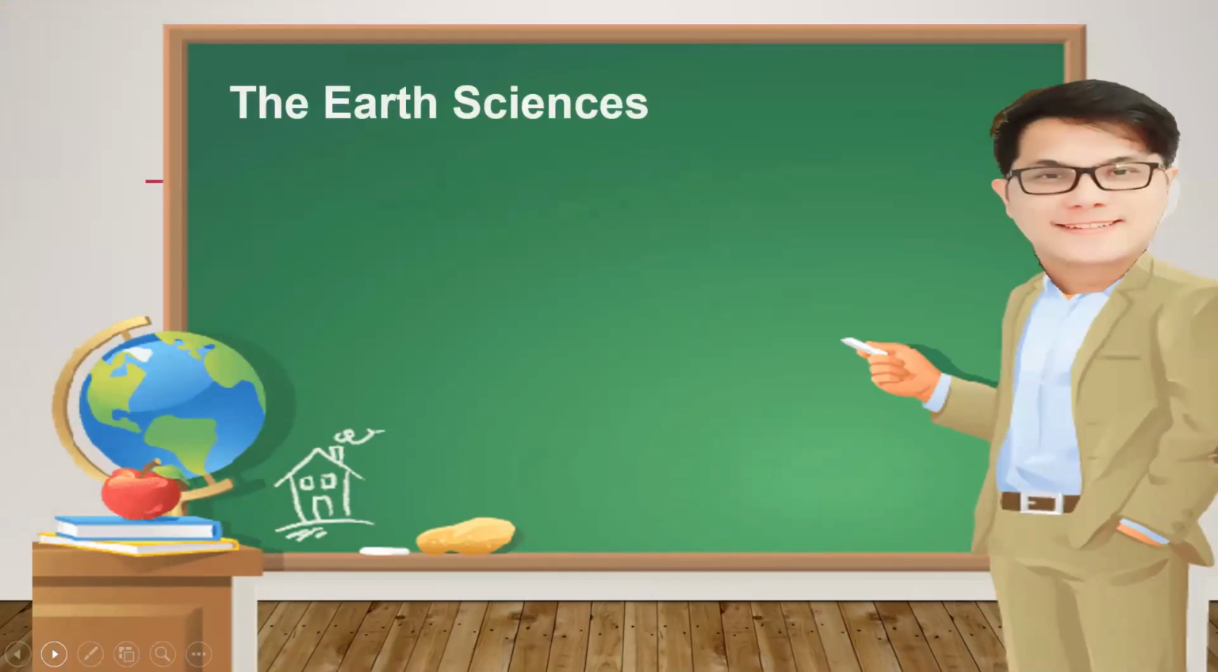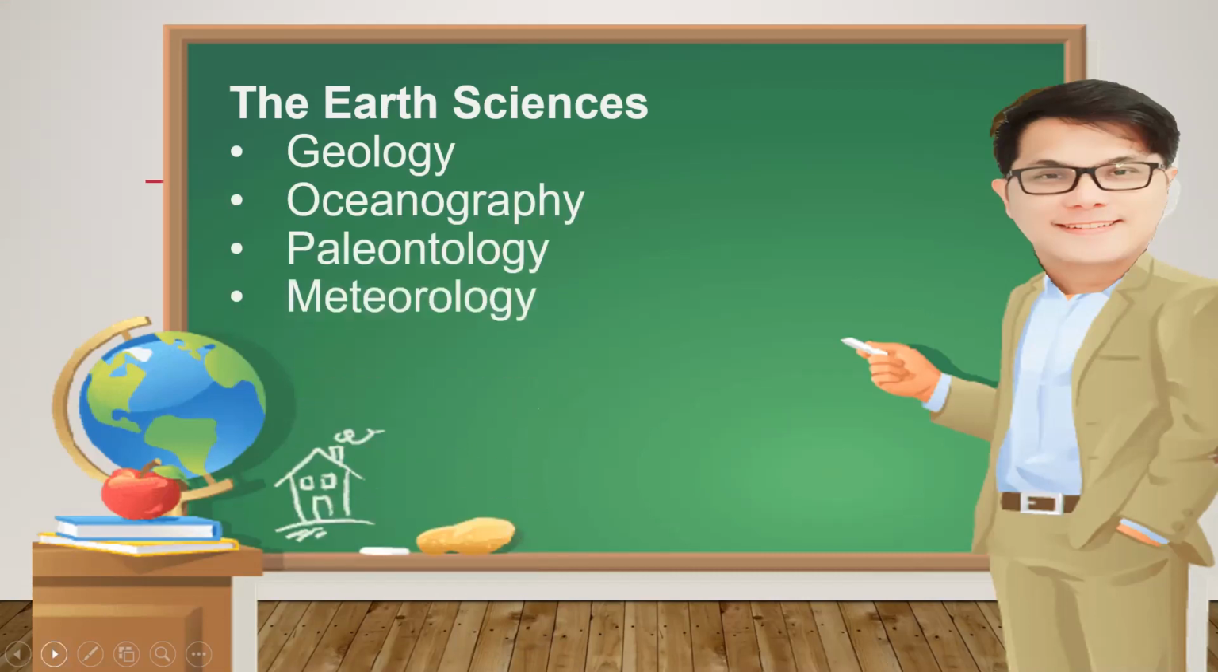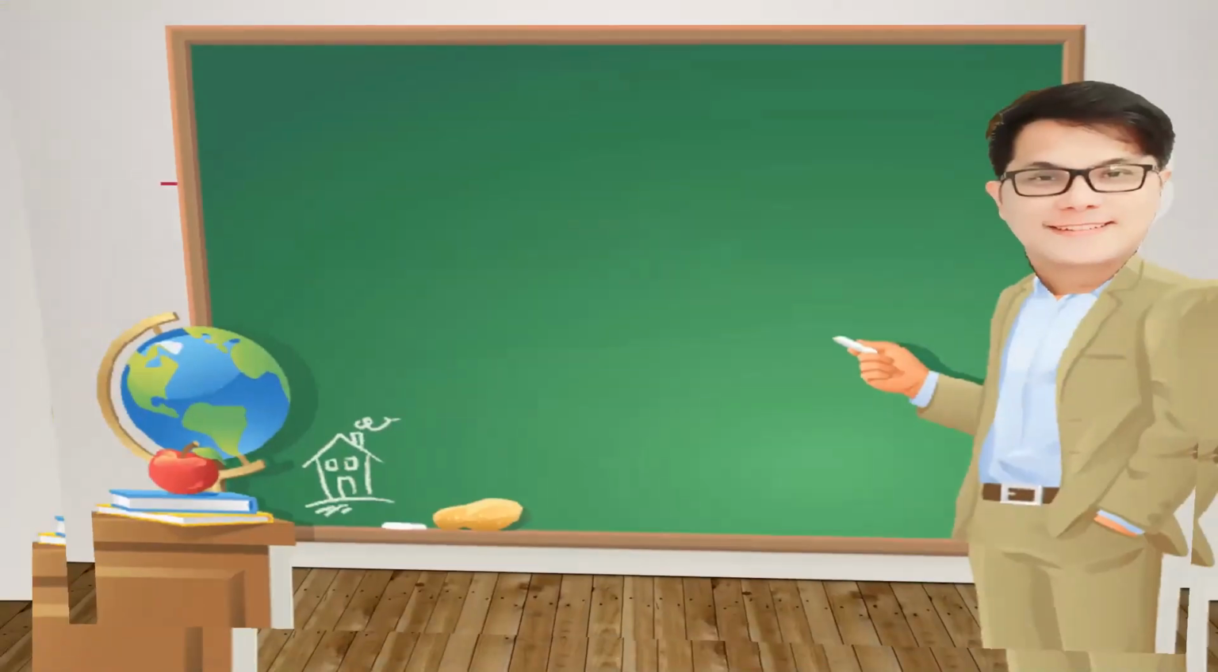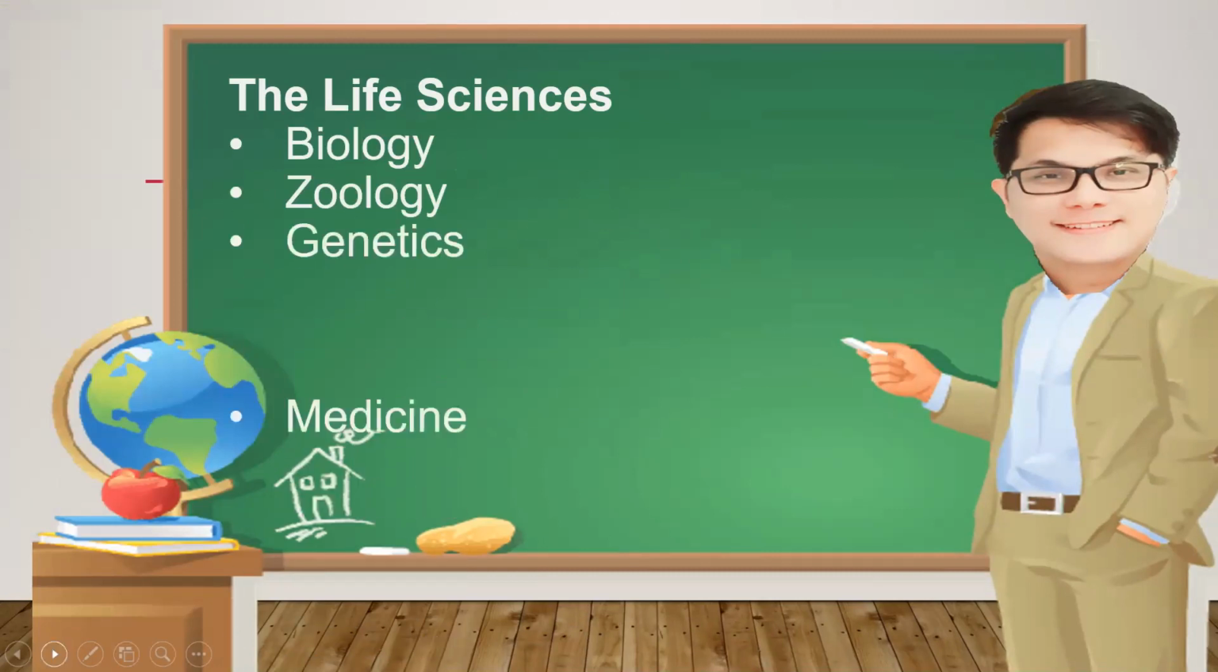The earth sciences: geology, oceanography, paleontology, meteorology. The last one, the life sciences: biology, zoology, genetics, and medicine. These are the three main branches of science.